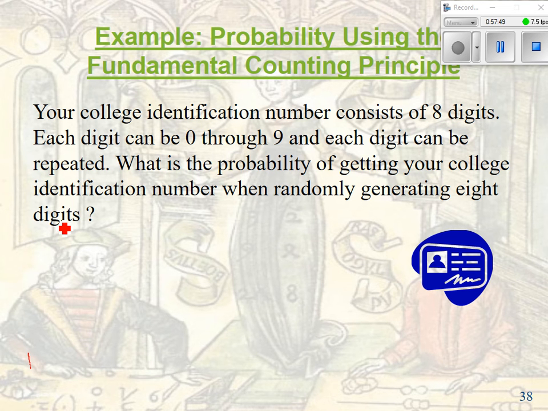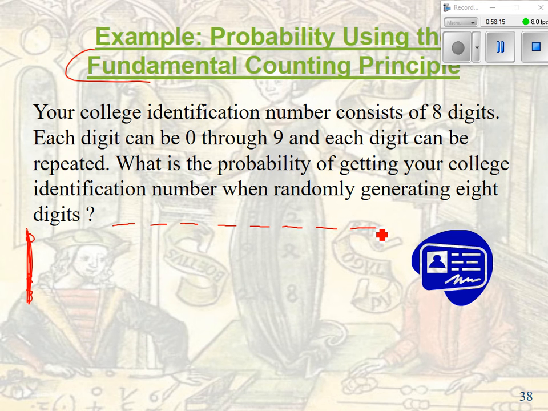Do I really want to go through and write 0, 1, 2, 3, all the way to 9 and put 9 branches off each one of those? No. Because I'm going to have to do that 8 times, and that's going to be way too much. So using the fundamental counting principle, we got 8 different things. I usually make little blanks for myself. 1, 2, 3, 4, 5, 6, 7, 8.